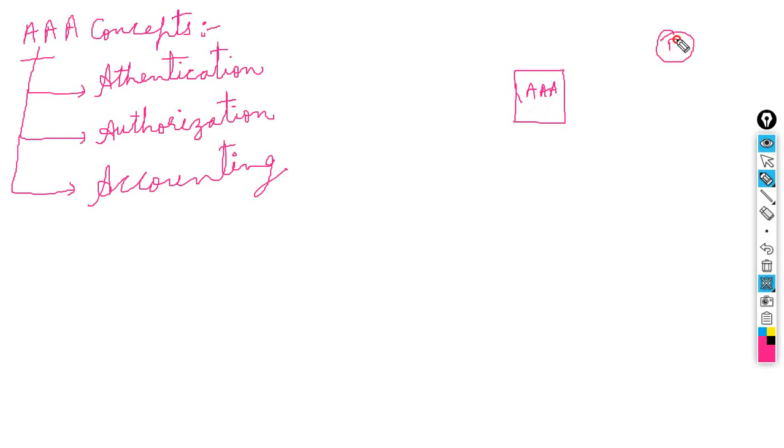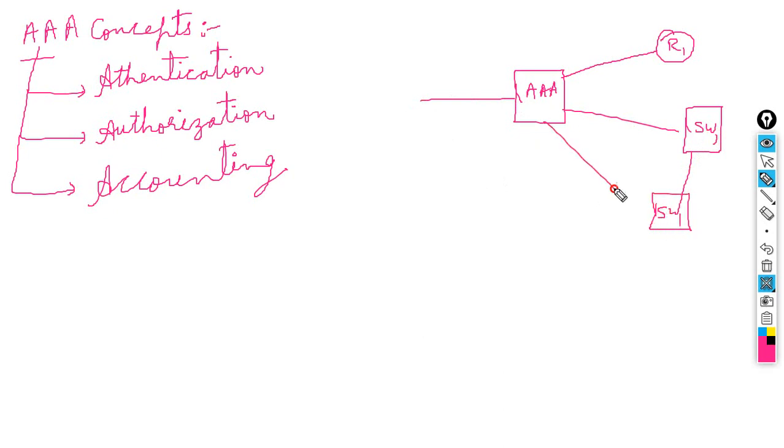Example, I have one router here, R1, and I have one switch here, SW1. This is switch 1, and one user is connected somewhere. Maybe I have one more switch here, and one more device here, PC1. Imagine this is switch 2, this is switch 1. This guy PC1 wants to take the SSH of switch 1.